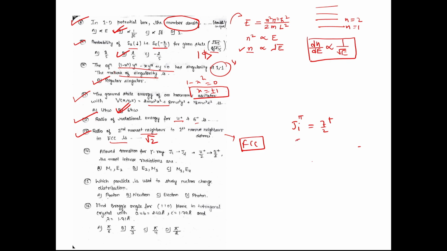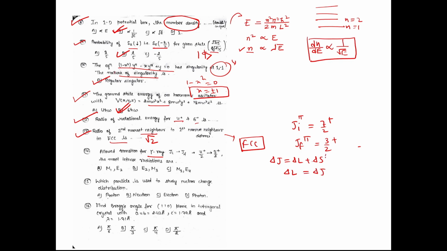and J final is 3/2. It is also even parity. So we have to check what will be the change in ΔL value. Since it is gamma decay, obviously ΔS will be 0. So ΔJ is nothing but ΔL plus ΔS, so ΔL is ΔJ.